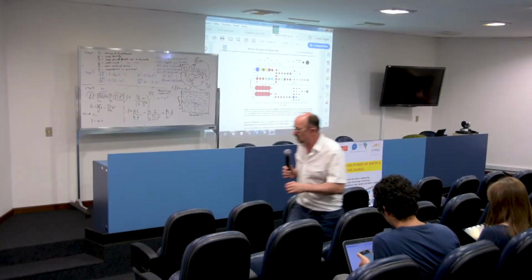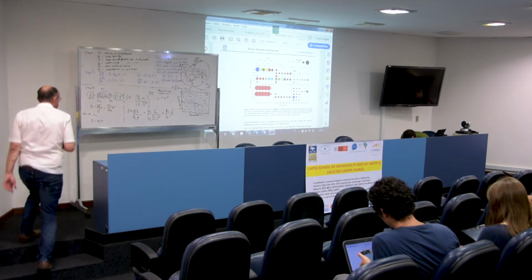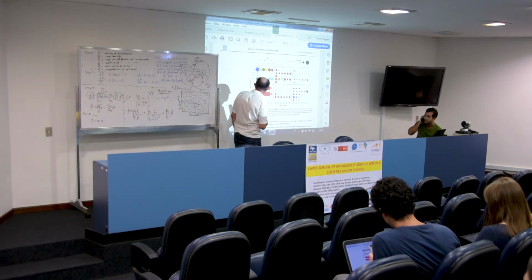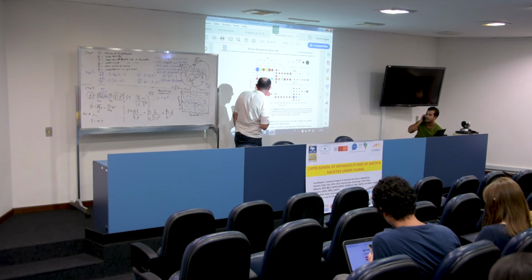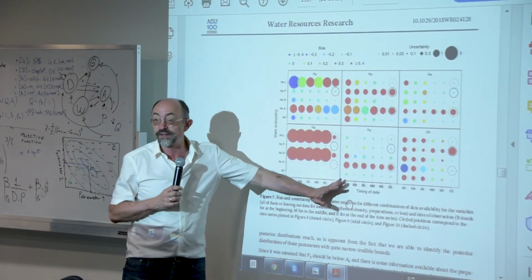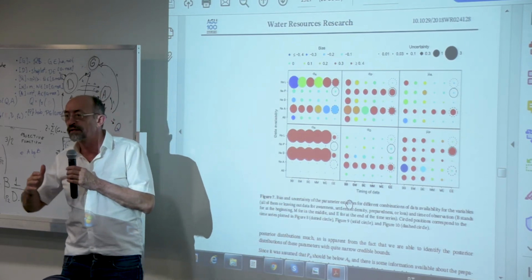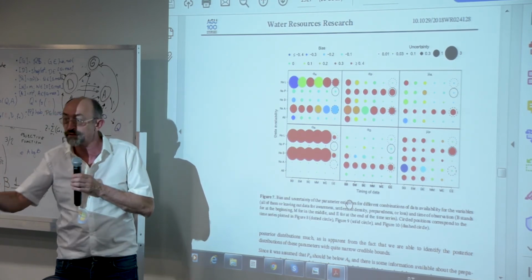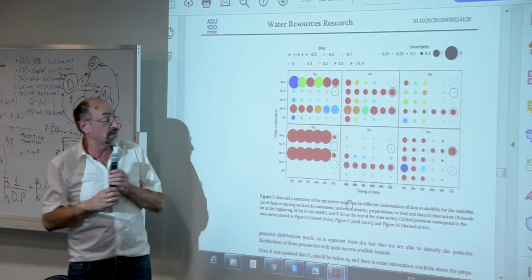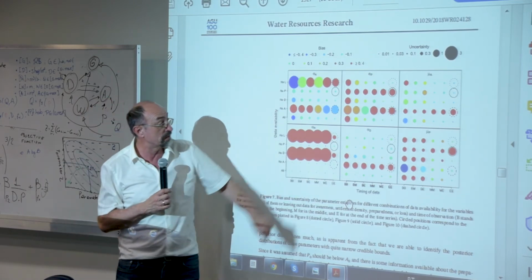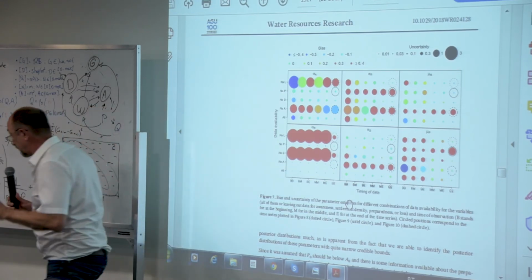So let's see what this diagram is. Nice colors. What do they tell us? Bias and uncertainty of the parameters for different combinations of data availability. This tells us when we have the data, because often in socio-hydrological data, the most recent period has the best data, and when we go back in history, data density decreases. And these are the different parameters, I think, and these are different time periods. Okay, I think we don't need to explain this fully.